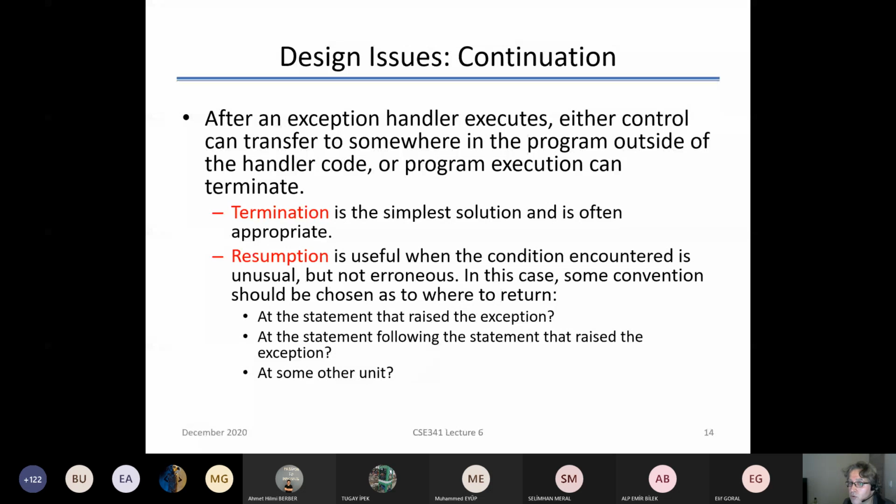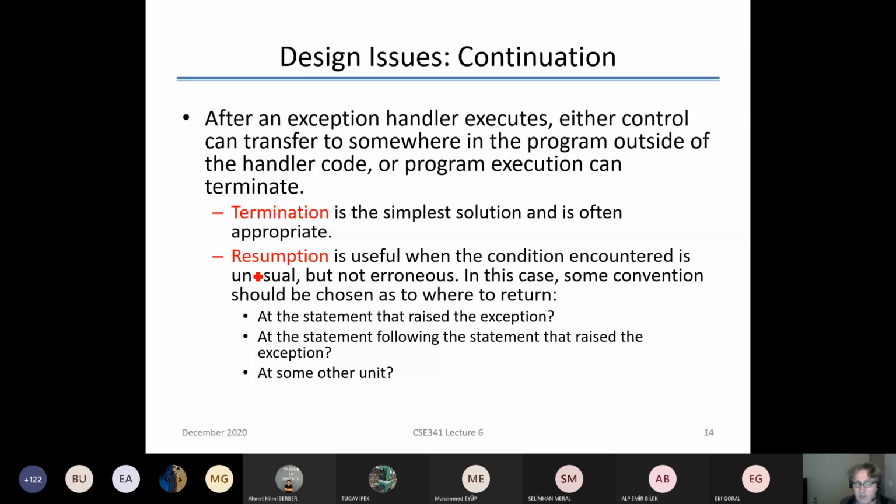This is useful when the condition encountered is unusual, but is not erroneous. There is no error, but it is unusual. So you may be able to actually do these type of things. In this case, some convention should be chosen as to where to return. Whenever this happens, what do you do? At the statement that raised the exception, or at the statement following the statement that raised the exception, or at some other unit.